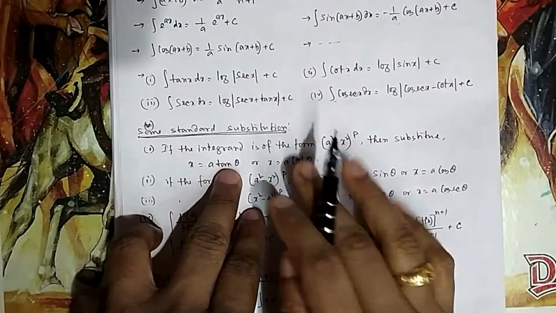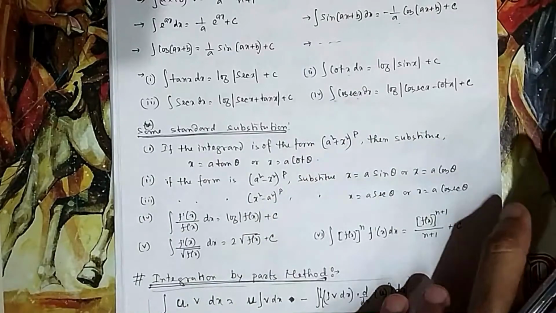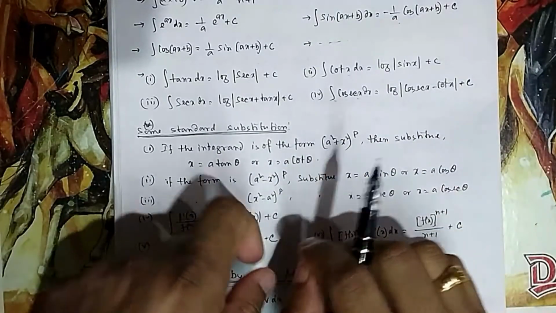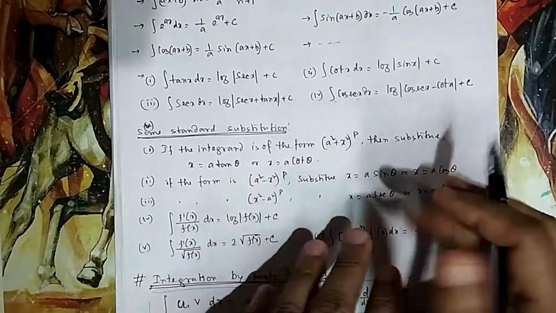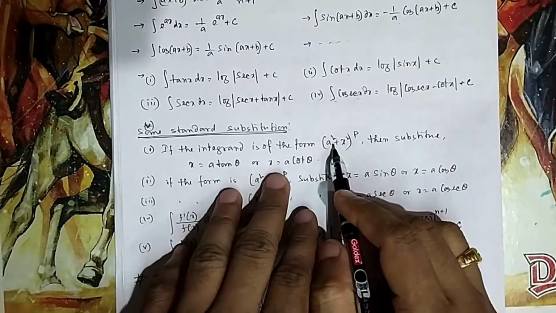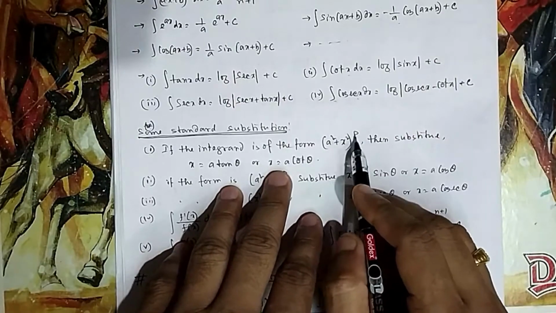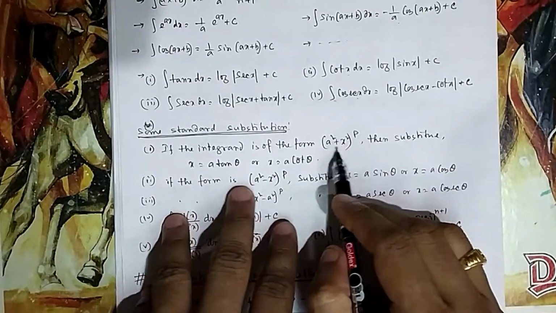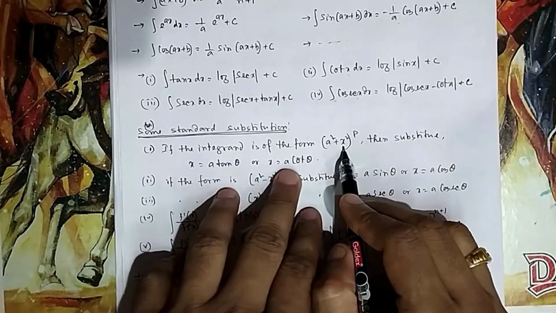Some standard substitutions. We generally do these substitutions, but it is not a hard and fast rule. It is not the ultimate line that I am saying. That is the general rule, and it can change with the situation. Suppose it is something of a square plus x square format, to the power root or 1 by 3 by 2, whatever. Then generally we take x equal to a tan theta or a cot theta. Why?